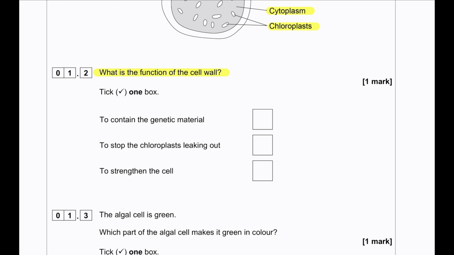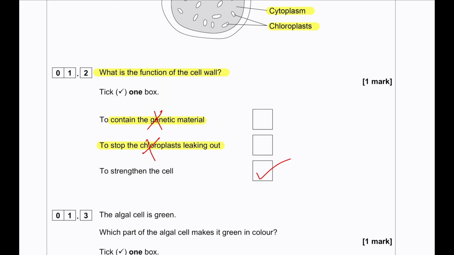What is the function of the cell wall? Now, the first option given is it contains genetic material. We know that the cell wall is made from cellulose, so it does not contain any genetic material. To stop the chloroplast from leaking out: now, the cellulose cell wall does not prevent the chloroplast, or for that matter any content, from leaking out. To strengthen the cell, yes, this is the correct answer. The cellulose cell wall increases the strength of the cell.